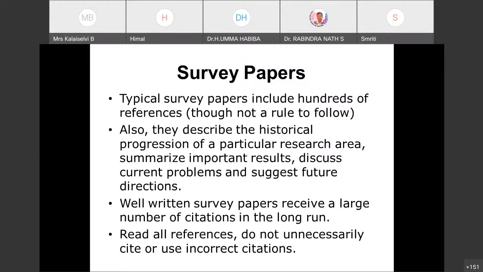So typical survey papers include hundreds of references. Also, they describe the historical progression of a particular research field, as I mentioned. They summarize the most important results that have been obtained to date, right? And discuss current problems that are worth investigating. So that also helps postgraduates in finding new research topics and so on. Well-written survey papers, I have observed, attract a lot of citations because in a broader context, they are helpful for many researchers working on that particular topic.